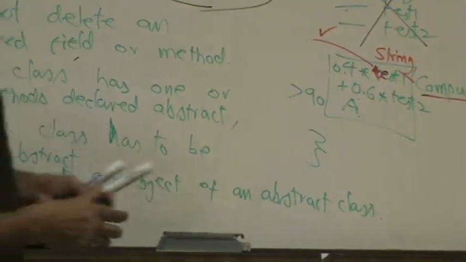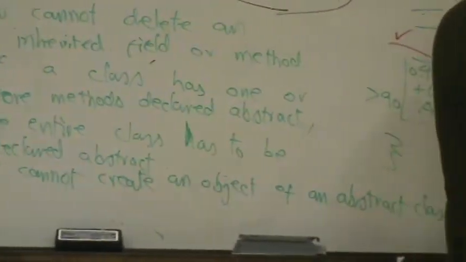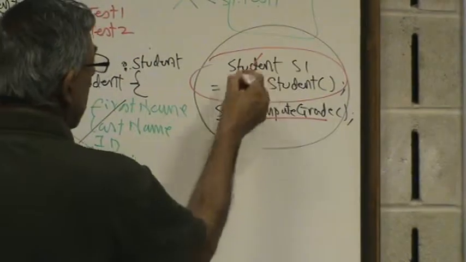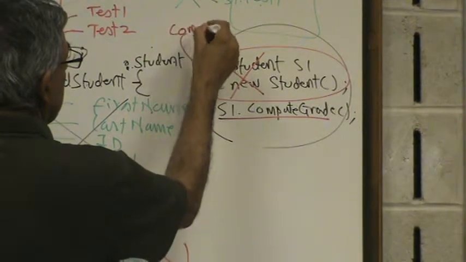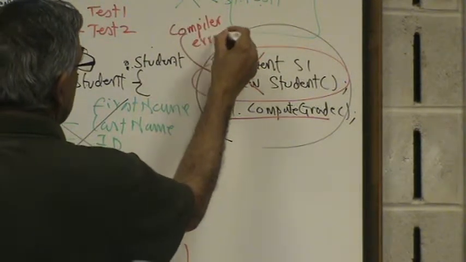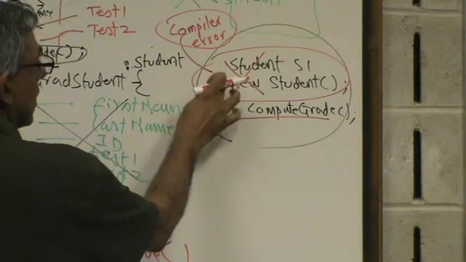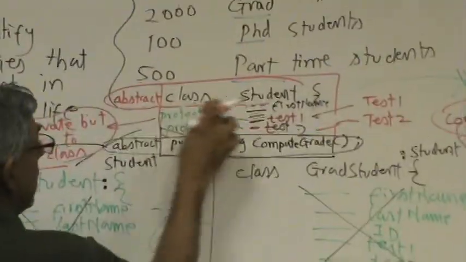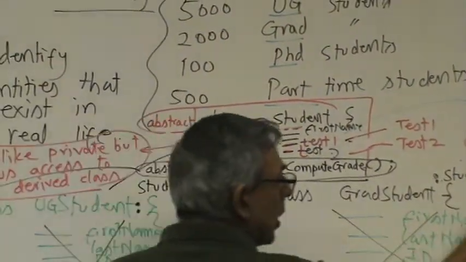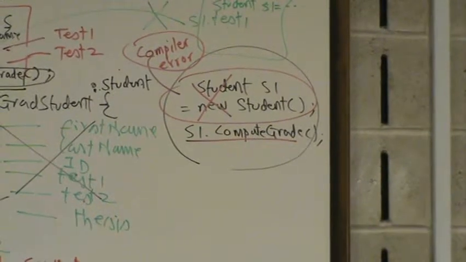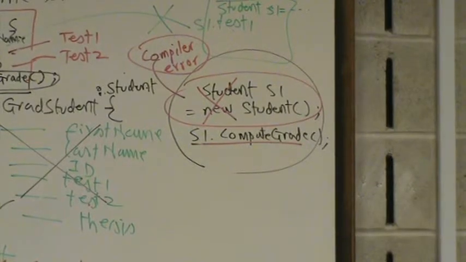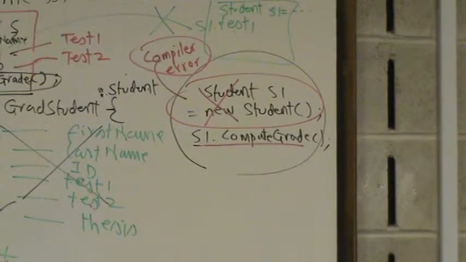Okay, so coming over here, if somebody tried to do something like this, Student s1 equal to new Student, this code will not even compile. So this will produce a compiler error. Why? Because the compiler will go and check how the student was declared. It's declared abstract, so it will say you cannot create an object of it. If you cannot create an object of it, obviously you cannot make the call. So it gives us a little more reliability.